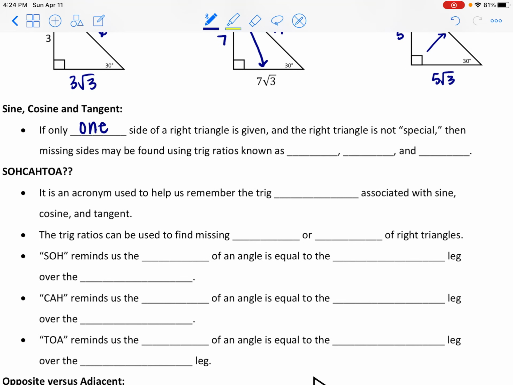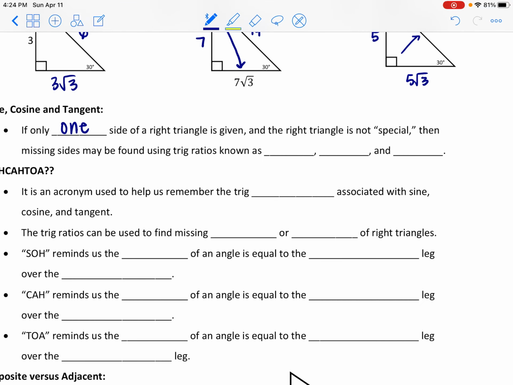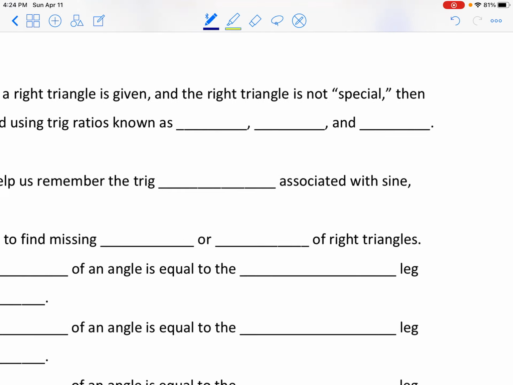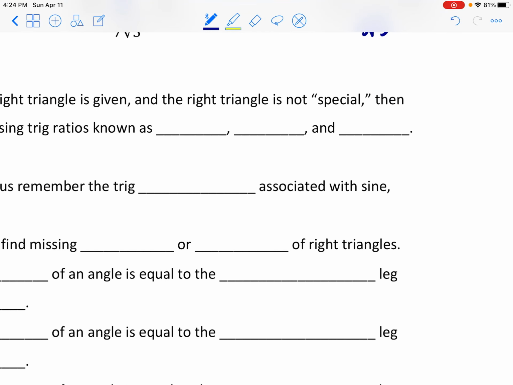Another way we can find the missing sides is using sine, cosine, and tangent. So we would find these missing sides using trig ratios. That's what these are. These trig ratios called sine, cosine, and tangent. And sine is abbreviated SIN, and even though it's abbreviated SIN, we still read that as the word sine.